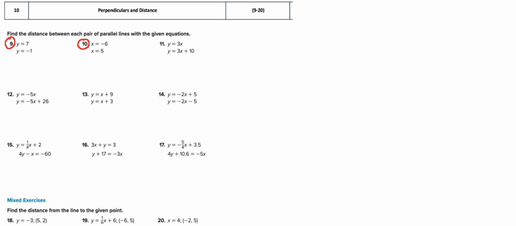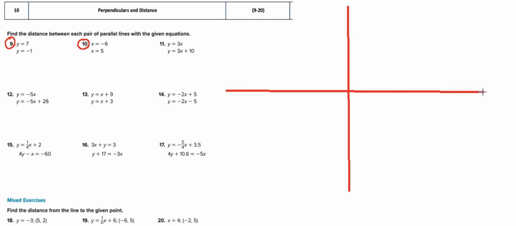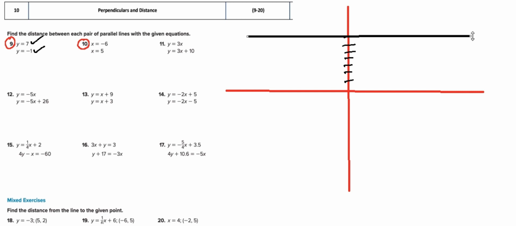So look at question number 9. From the graph you can easily get the distance between the lines. So where is your line? Minus 1 and 7. Where will be 7? 7 is somewhere here. 1 2 3 4 5 6 7. So this line is y is equal to 7.